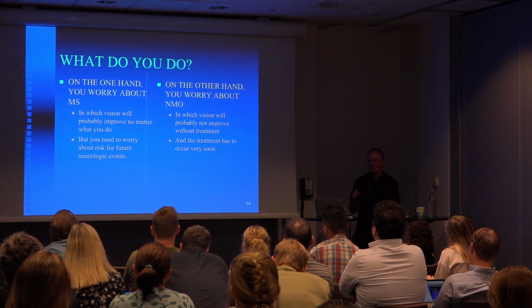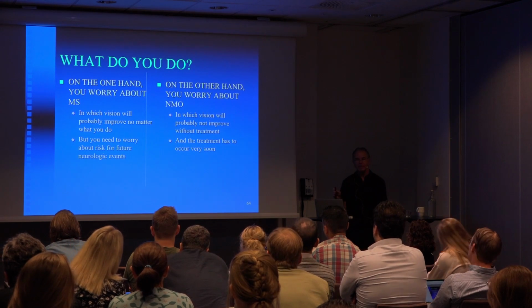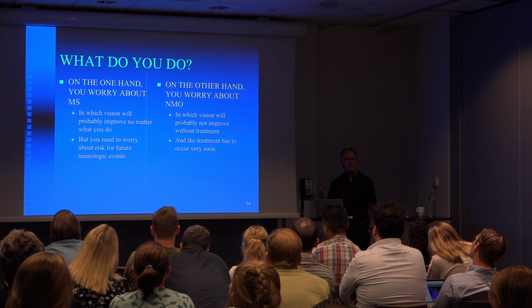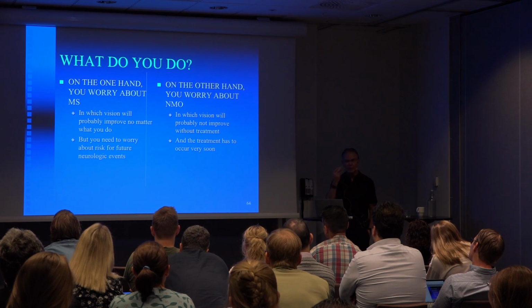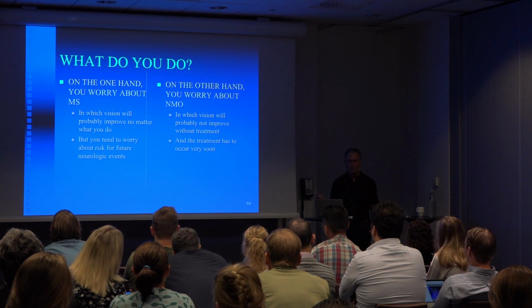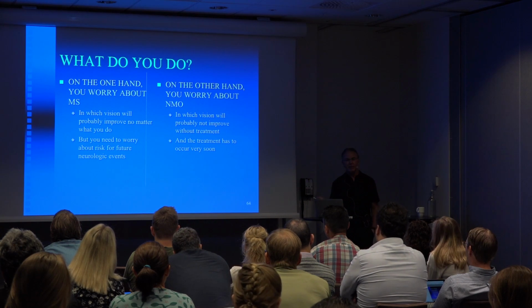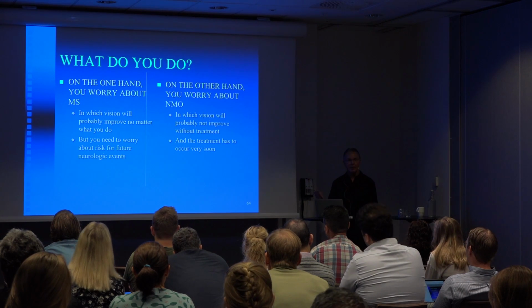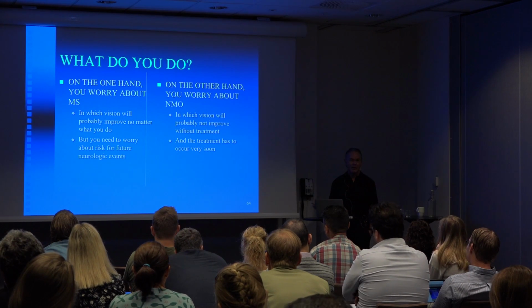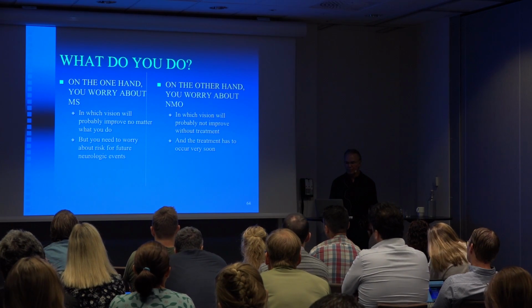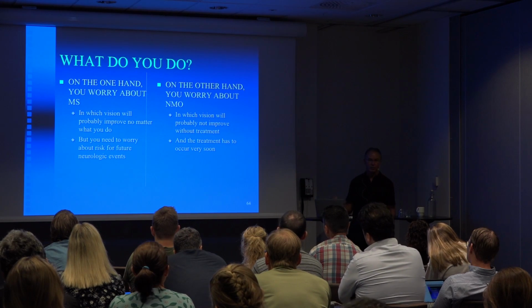So on the one hand, you're wondering, is this going to be MS? In which case, the vision's probably going to get better no matter what you do. But you need to worry about the risk for future neurologic events. You need to worry about immunomodulation. Or is this going to be a case of neuromyelitis optica, in which case vision's not going to improve unless you treat it, and it might not improve anyway, but you need to treat it aggressively, and that has to occur soon.